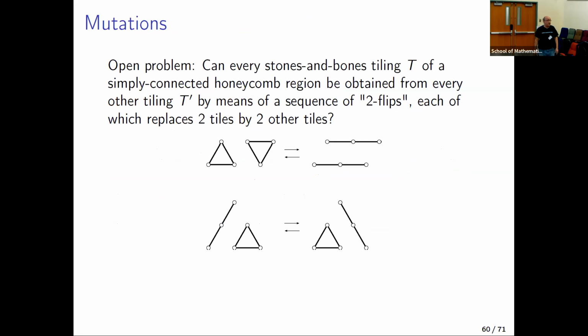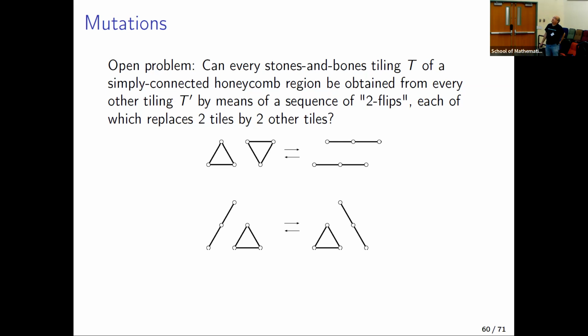I also want to talk about mutations, because there's this fact that if you have any domino tiling of a simply connected region, you can mutate it into any other domino tiling by way of these tatami moves that take a 2 by 2 square tiled by dominoes and rotate it by 90 degrees. Also, if you have a lozenge tiling of a simply connected region, you can get from any such tiling to any other by means of these rotations of a hexagon that's got 3 lozenges in it. So is there something similar true for these kinds of problems? So here's an open problem. It's been around a while, actually.